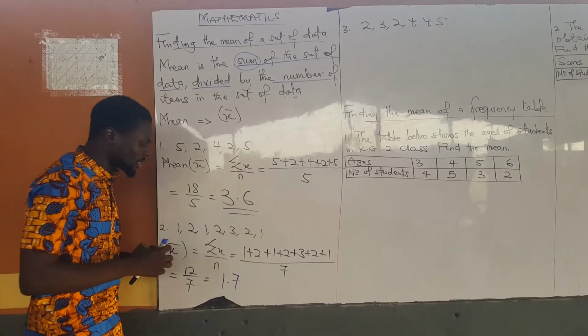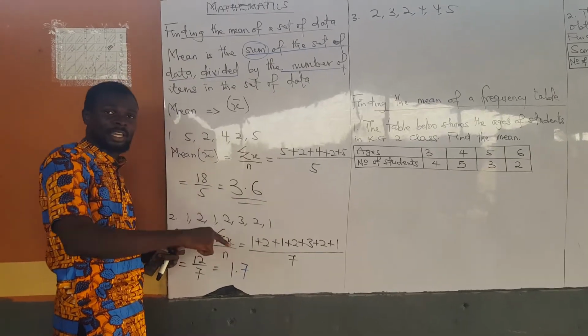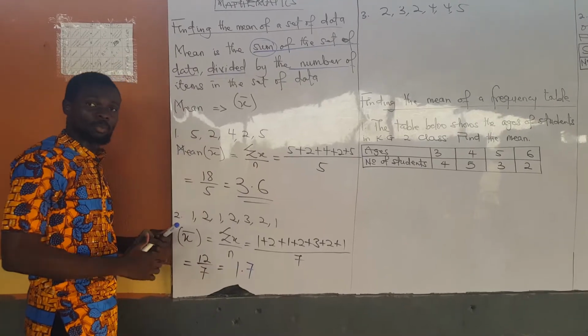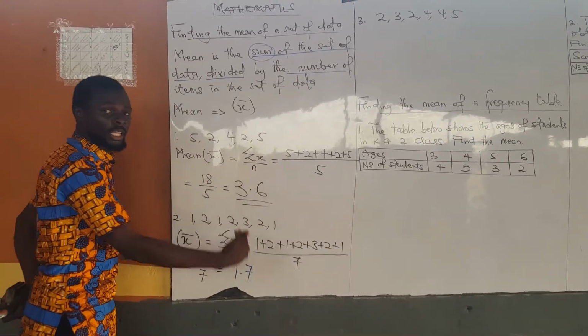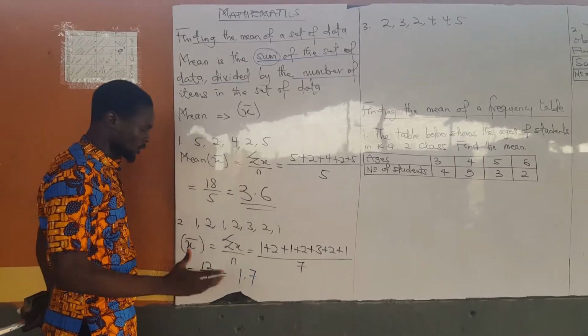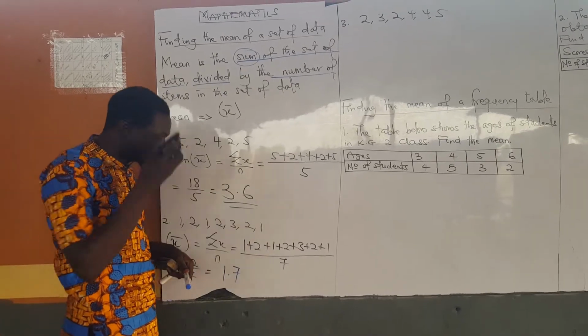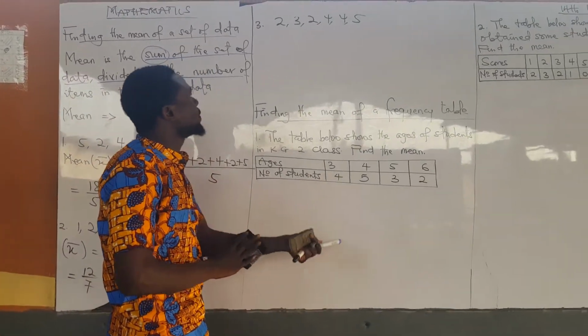1.7. Sorry, because 7 is 49. So you are going to get 1.71. Leaving it to one decimal place is going to give you 1.7. So 12 over 7 in decimal is going to give us 1.7. So the mean for this set of data is 1.7. Now let's look at the number 3.